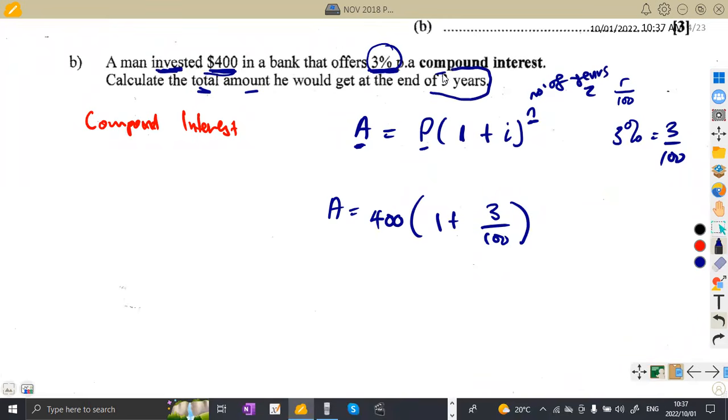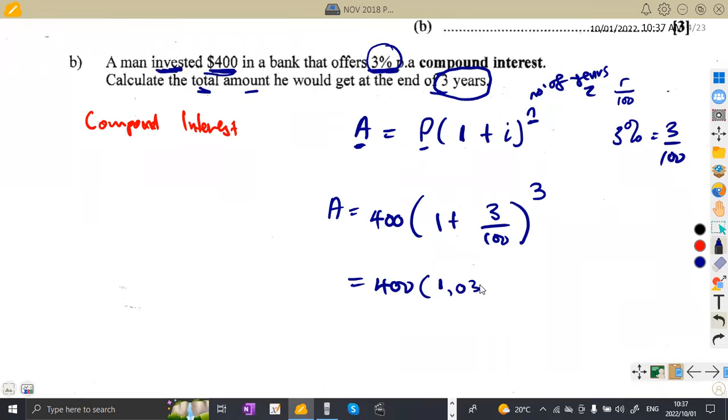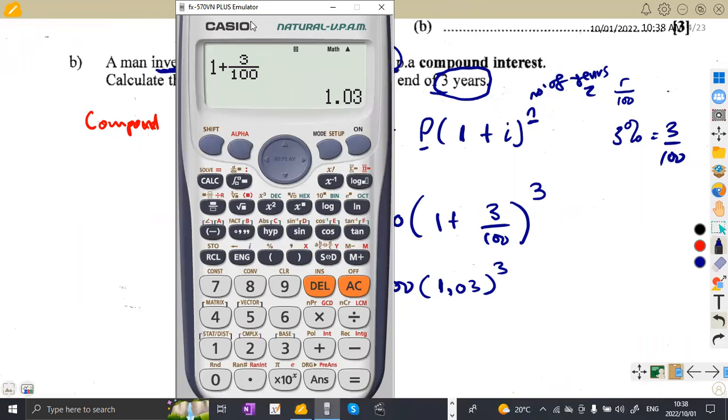And how many years is that? We're talking of 3 years, so it's to the exponent of 3. So that is what you're going to have in this case. If you have to simplify, this is going to be 400 by, we can just add these two inside the bracket, 1 plus 3 over 100. Let's see from our calculator, it's going to be 1,03. So it's going to be 1,03 to the exponent of 3, multiplied by 400.